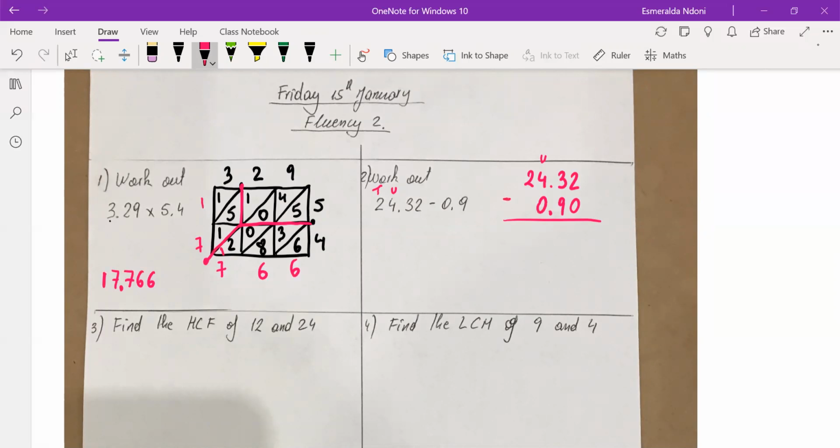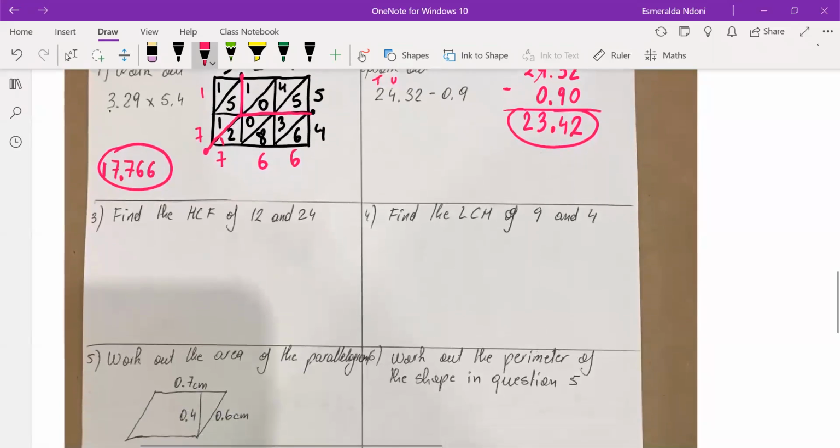We have a subtraction. So 3 take away 0 is, 2 take away 0 is a 2. 3 take away 9 I cannot do, so I borrow. That is now a 3, and this becomes a 13. 13 take away 9 is a 4, and I lower the decimal point. 3 take away 0, 3, and 2 as it is. So the answer is 23.42. Tick your work or pause the video and correct.